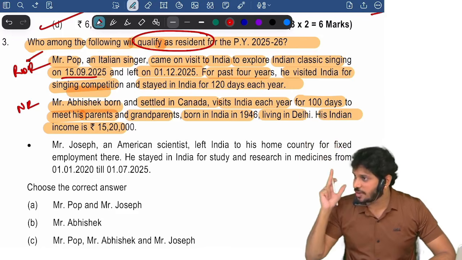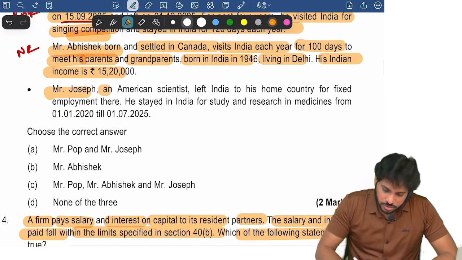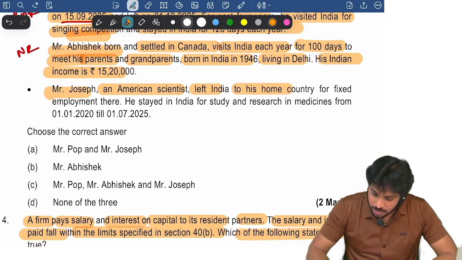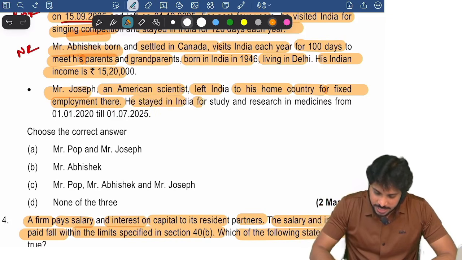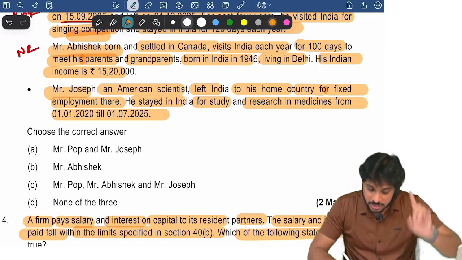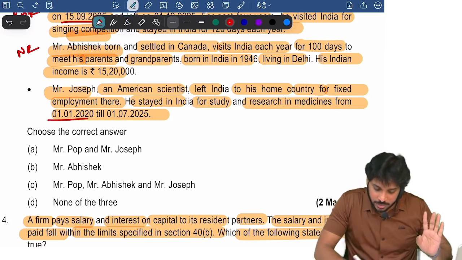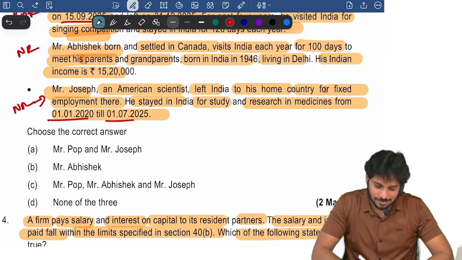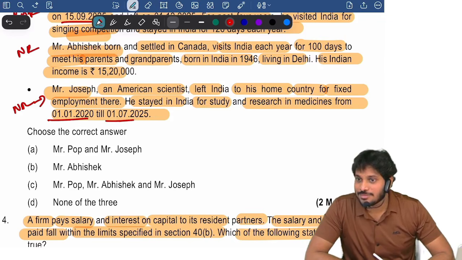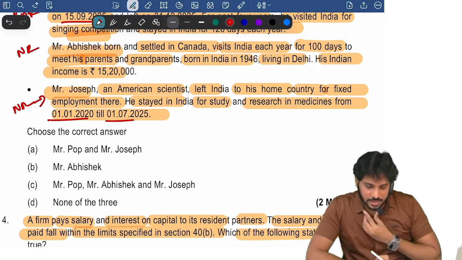Next, Mr. Joseph, an American scientist, left India to his home country for fixed employment there. So he left India for employment. He stayed in India for study and research in medicine from 1st January 2022 to 1st July. He's a non-resident. Why? First condition. Oh, wait a minute. An American scientist left India to his home country.